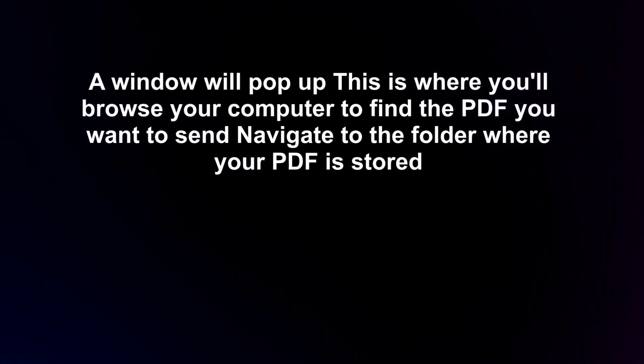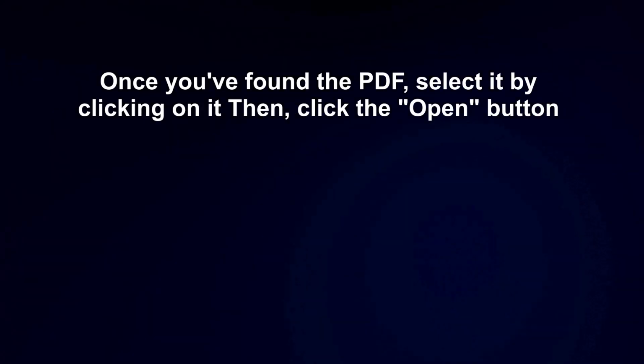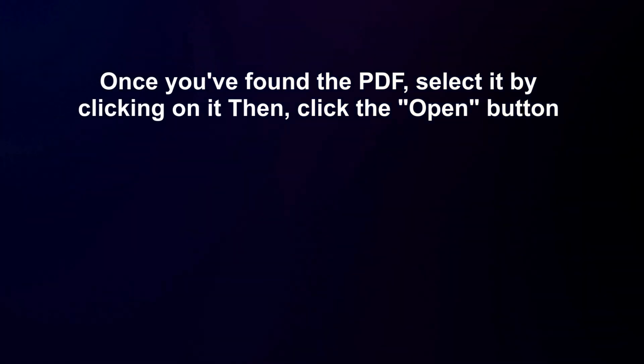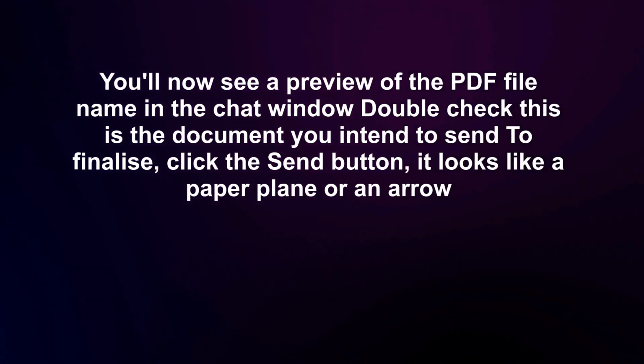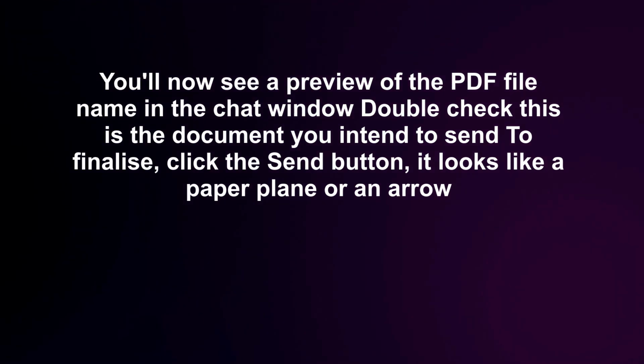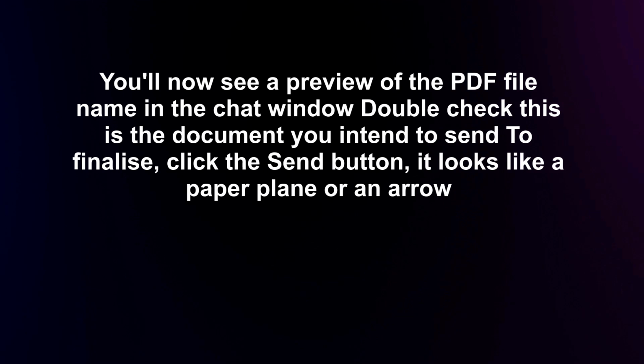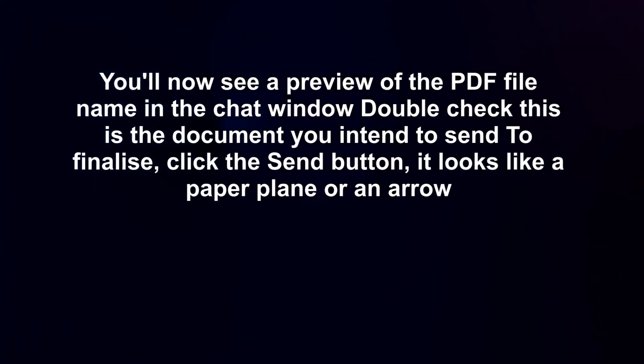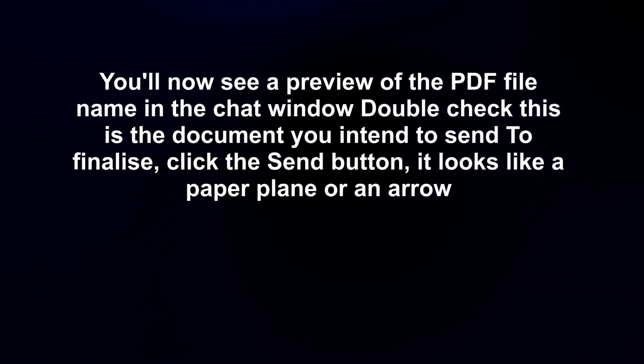Navigate to the folder where your PDF is stored. Once you've found the PDF, select it by clicking on it, then click the Open button. You'll now see a preview of the PDF file name in the chat window. Double check this is the document you intend to send. To finalize, click the Send button. It looks like a paper plane or an arrow.